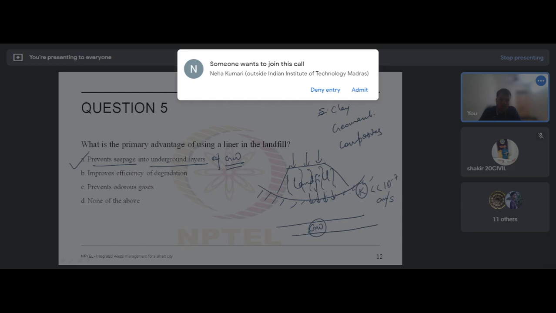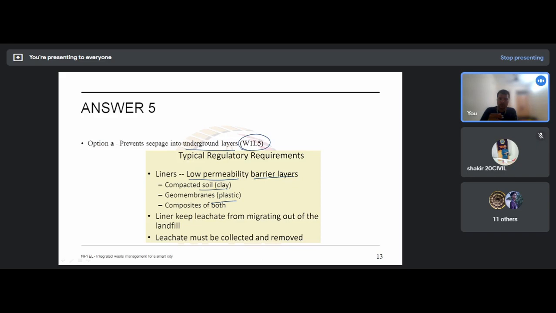So these are low permeability barrier layers. We use clay, plastic, and composites. So the liner keeps leachate from migrating out of the landfill, and the leachate must be collected and removed. So how is the leachate removed? It is removed using this liner.